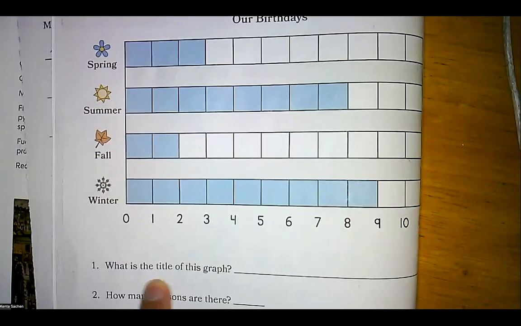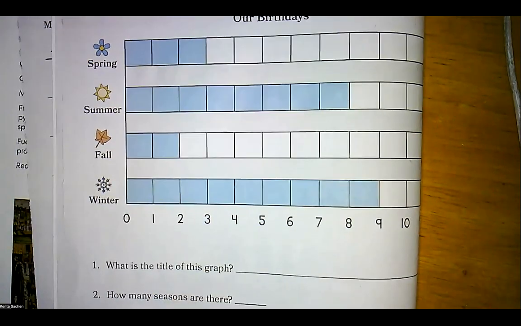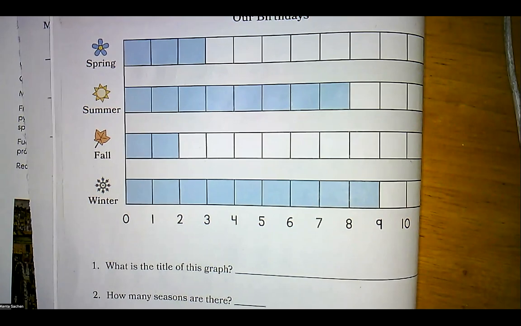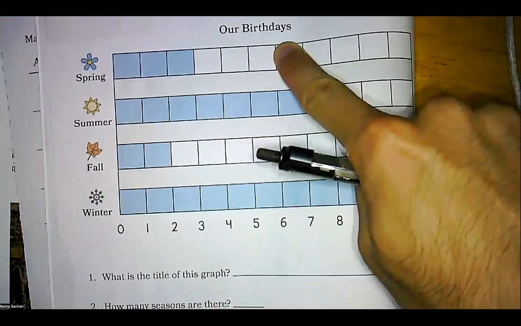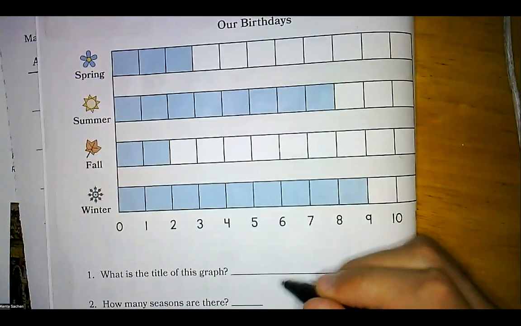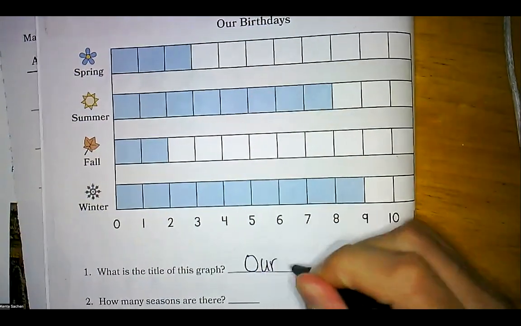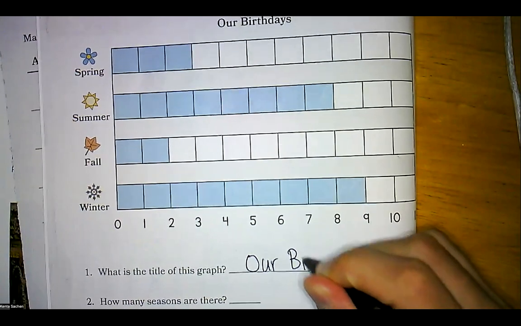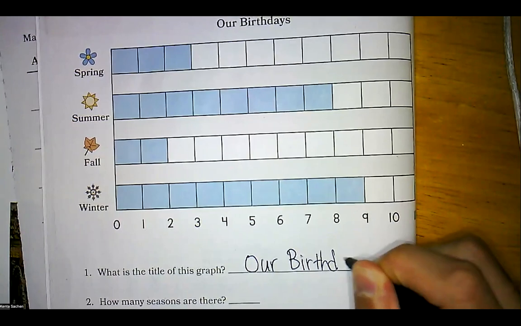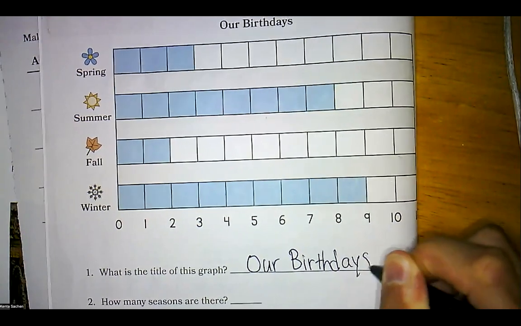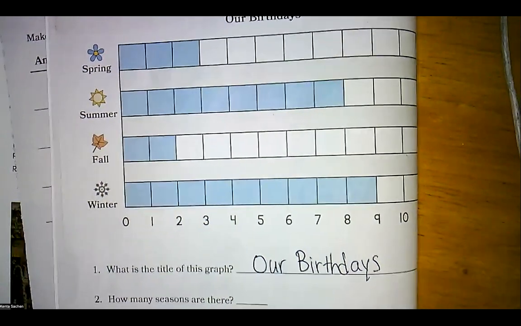Okay, so question 1 says, what is the title of this graph? Let's all point to the title in 3, 2, 1, point. Good, right? Our birthdays. Let's write down that title. B-I-R-T-H, the days, D-A-Y-S, birthdays, right? Because there's more than one birthday.